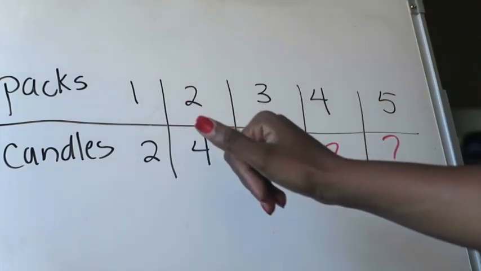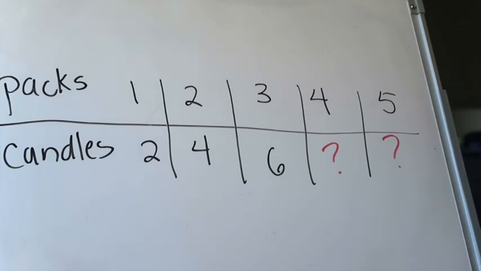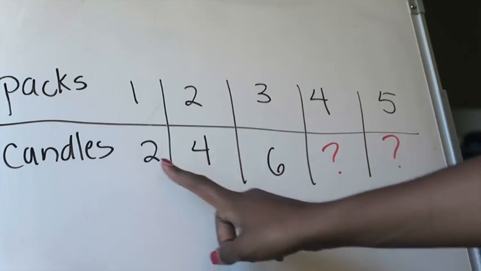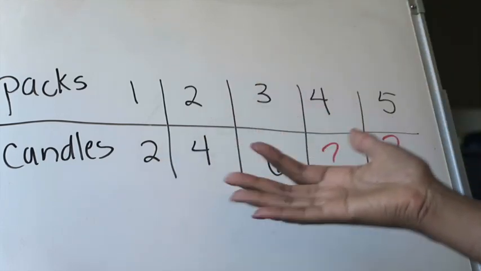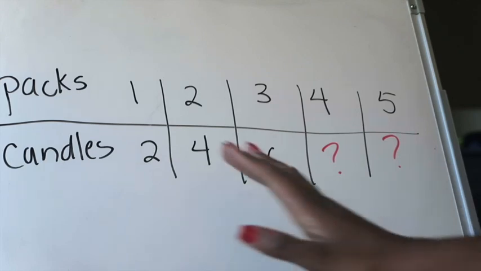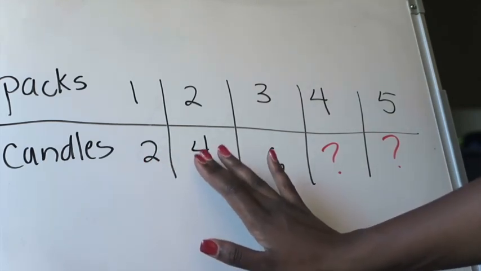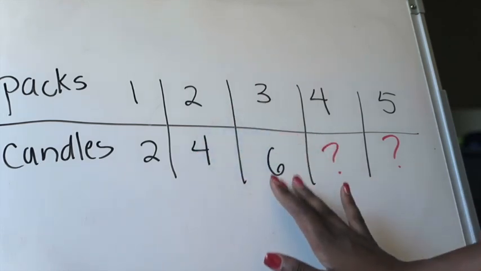So I have 2, 4, 6. What's the pattern, you guys? Well, you should see that in this sequence, the pattern is you're counting by 2s. Or you could say I'm adding 2 to each of my terms to find the next one. If I add 2 to the number 2, I get 4. If I add 2 to the number 4, I get 6.